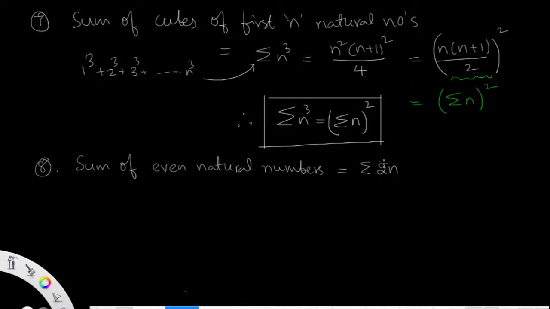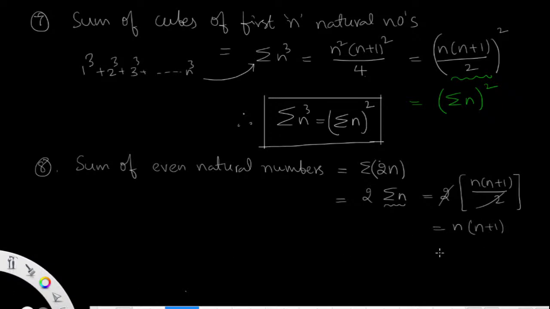Total summation means sigma. Sigma of 2n is equal to, as we have learned the formula, taking 2 outside the sigma, 2 times sigma n, which means n into n plus 1 by 2. The 2 cancels, then you get n into n plus 1, nothing but n square plus n. So that is n square plus n. This is the formula for the sum of the first n even natural numbers.